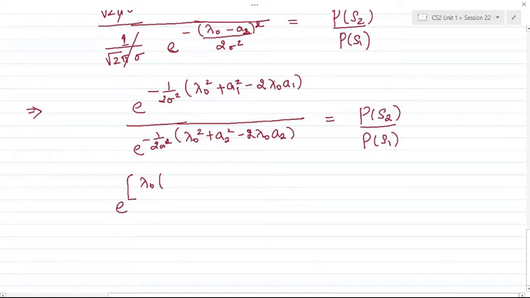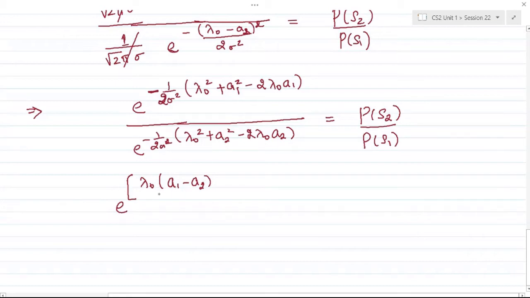If I take lambda naught, if I pick this first, what will be left? So it will be a1 minus a2. The minus outside, so I'll be taking that inside first. So this will be plus a1, and if I bring that onto top, this will be minus a2, and the denominator is 2 sigma square.